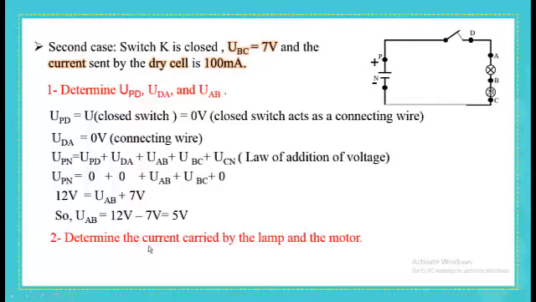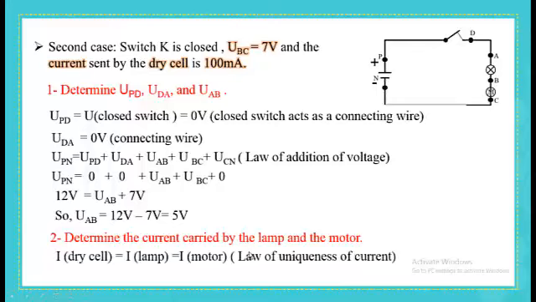Now the question is about the current which is traversing the lamp and the motor. Think about the laws related to current and keep in your mind that in this circuit the components are in series. So yes, according to the law of uniqueness of current in series grouping, the current that is traversing the lamp, the current that is traversing the motor is equal to the main current, which is 100 milliampere.